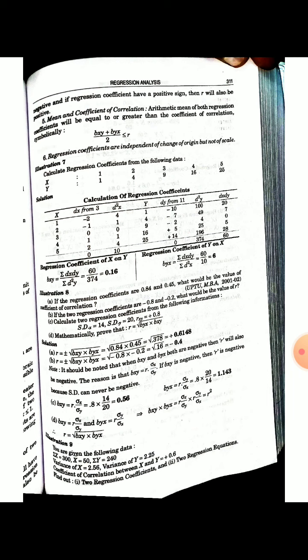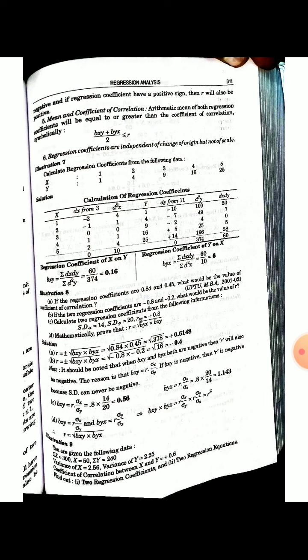D square y will be calculated by squaring the deviations from 11. We will get 100, 49, 4, 25, and 14 into 14 will be 196. So 196. Dx dy will be calculated by multiplying dx, the deviations of x from 3, into dy, the deviations of y from 11. So the multiple of both will be 27, 0, 5, 28.